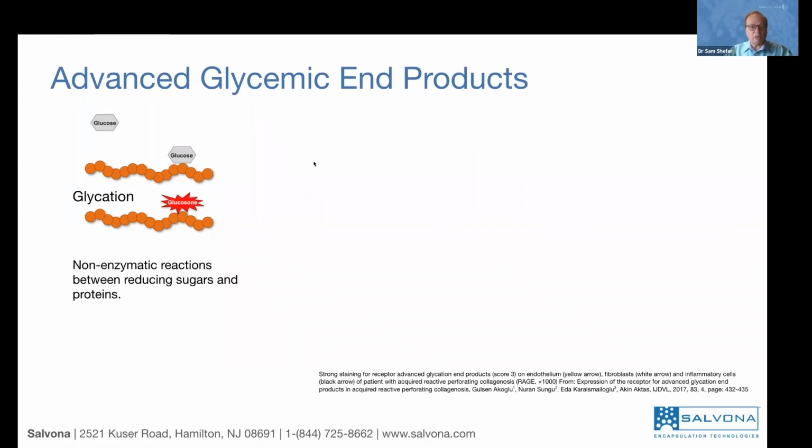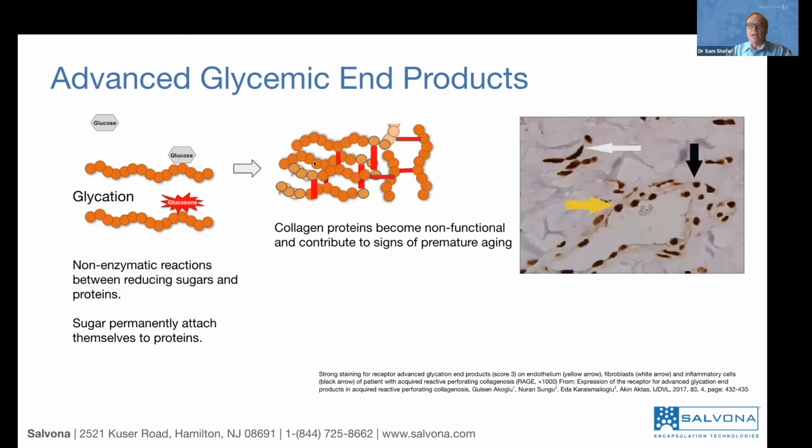The reaction between the sugar and the proteins is non-enzymatic, which means it's not reversible. It's not like an enzymatic reaction. It's a non-enzymatic reaction, and now we have the glucose connected to the protein. Now, this complex can grow and become larger and larger, and it's reacting with collagen, elastin, whatever is there, and the complex is not functional.